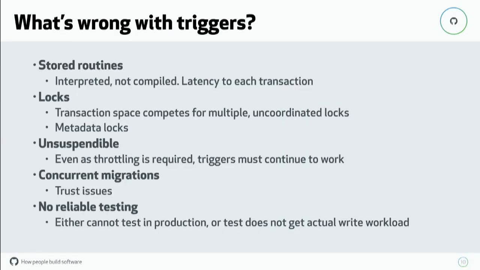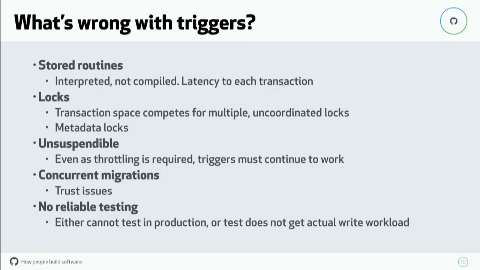So triggers have problems, right? They're stored routines. They're interpreted at runtime, so they're slow, right? They add latency to every transaction. We're talking about adding latency from the point that you are doing whatever operation you're trying to do. It then also has to interpret that and then do that operation on your ghost table. Yeah, so locks as well, right? Lock contention can be a big problem.